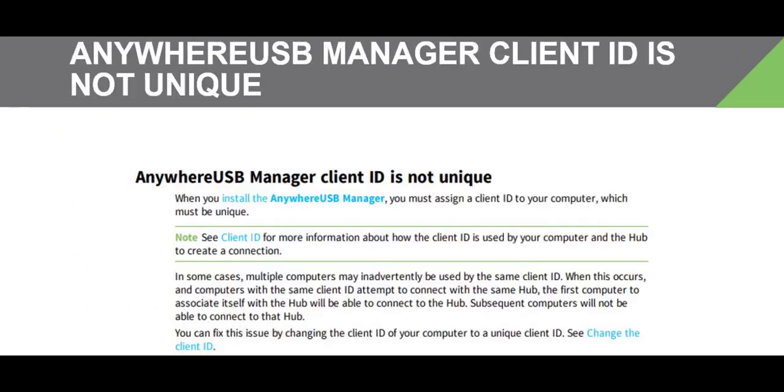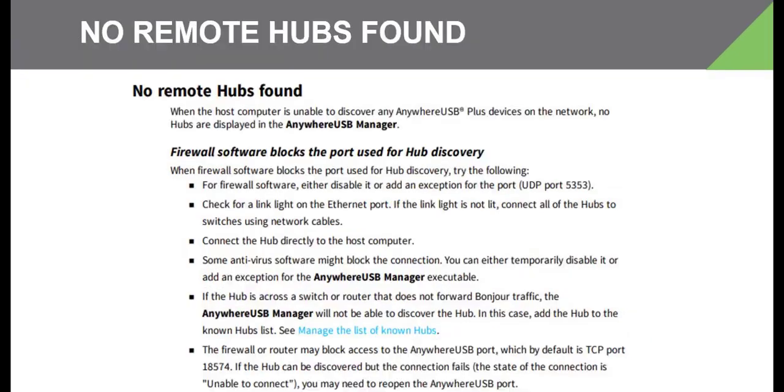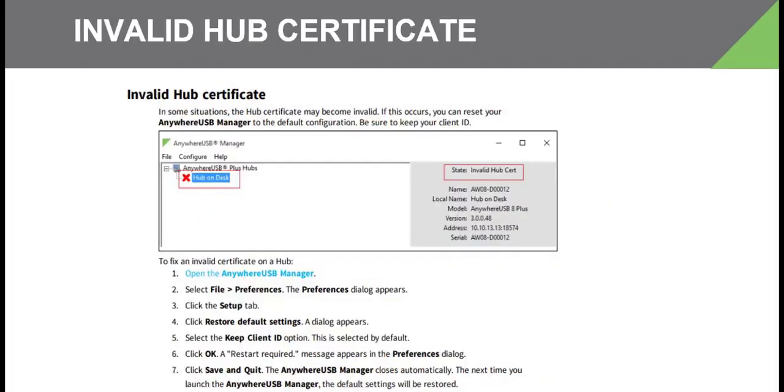Each computer that has the AnywhereUSB Manager software installed on it must have a unique client ID. A client ID is essentially a friendly name of each computer. If you do not see the AnywhereUSB Plus device in the top left area of the AnywhereUSB Manager, this means the AnywhereUSB Plus is not discovered. The AnywhereUSB Manager must be able to discover an AnywhereUSB Plus in order to use the device.